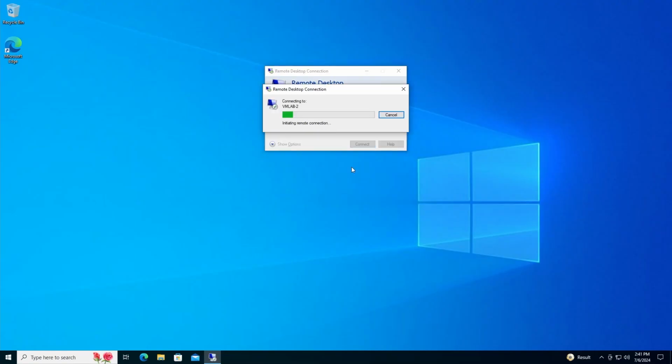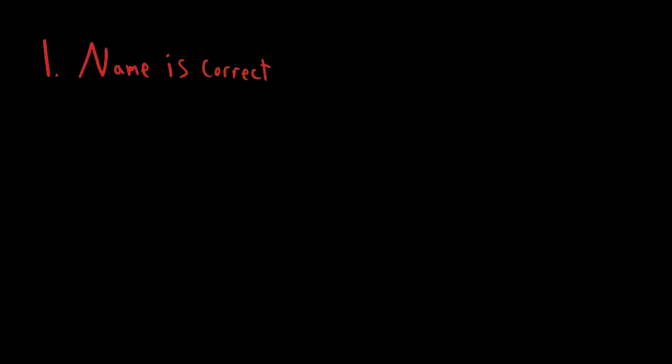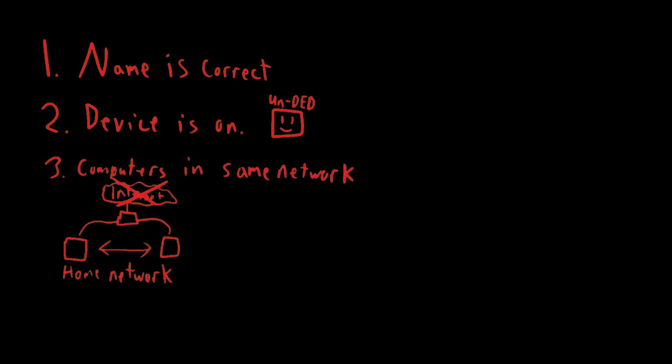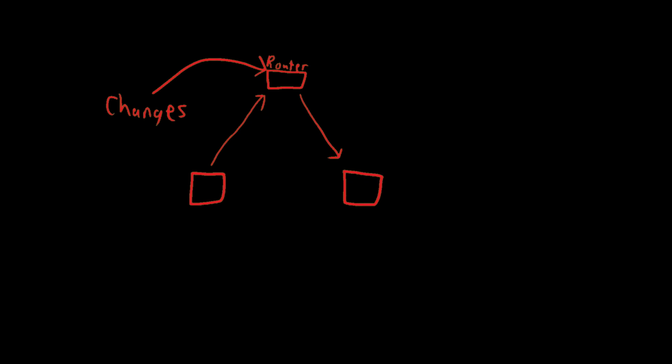Before we get too far into the menu options, if you click connect and it doesn't work, and you get this error menu with the red X, we will make sure we got the name of the device right, make sure the device is on, and make sure the computer is on the same network. If all of these items are correct, and you have verified that they are correct, then we'll need to make changes on your router and or connect using just the IP address of the device.